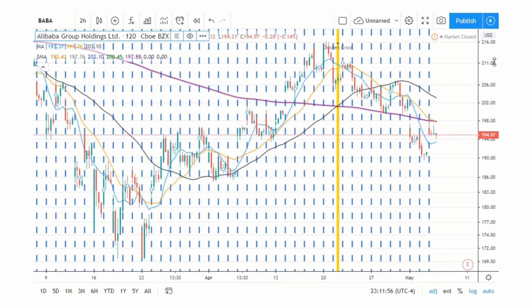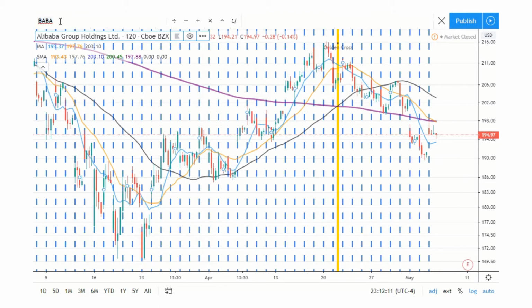So we're going to be looking at the Netflix stock chart, BABA, and JNJ. So let's begin with Netflix.